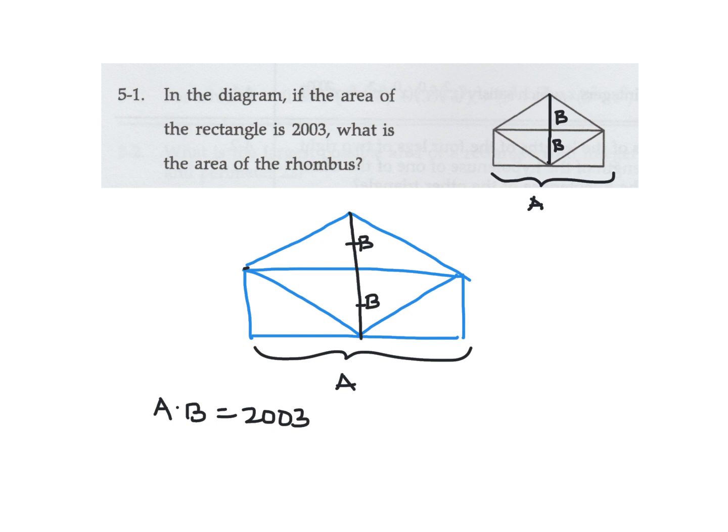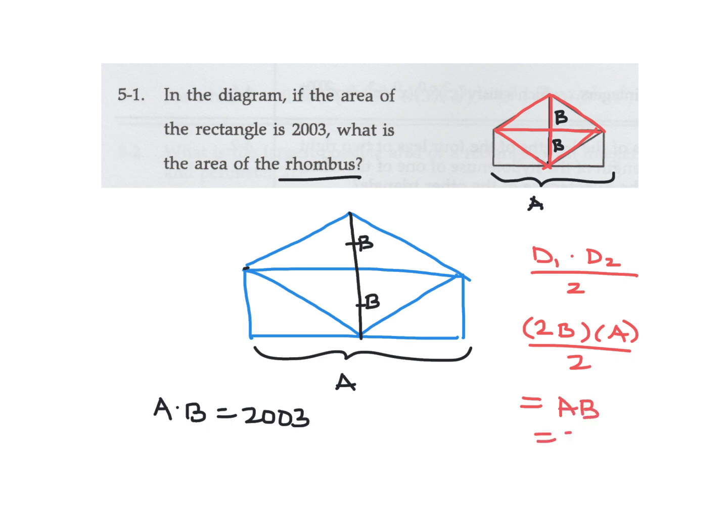Okay, so that's pretty decent. Now what about the rhombus? The rhombus, that is this guy. How do you figure out the area of a rhombus? Well, one way is by multiplying the diagonals. So the first diagonal times the second diagonal divided by 2. So the first diagonal, I guess, would be top to bottom. So that's 2b. And the other diagonal is this all the way across, which is equivalent to a, according to my labeling. So that basically becomes AB, and AB is 2003. So that is the answer.